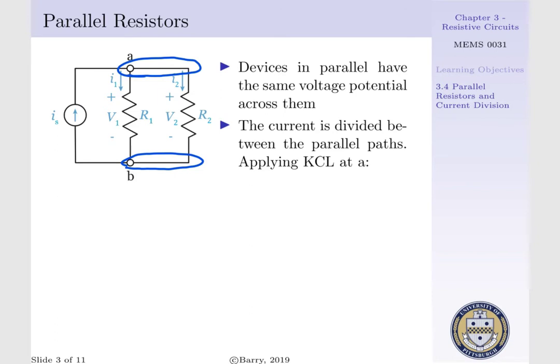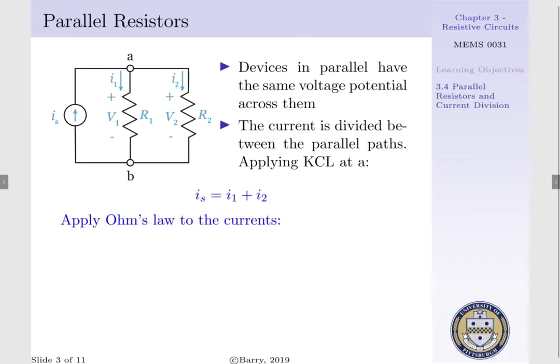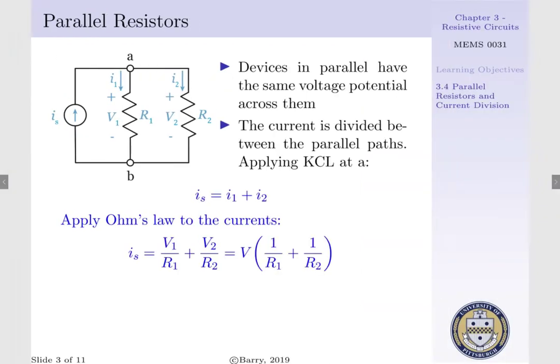To quantify this, we will apply KCL at node A. Applying KCL at node A, we have IS coming in from our source, and we have I1 and I2 exiting. Now, if we apply Ohm's law to this equation, recalling I is equal to V per R, we can say our source current is equal to V1 per R1 plus V2 per R2. Since V1 and V2 are equal, we set this as V. Thus, we can express our current, IS, as being equal to our voltage potential across our parallel resistors times the quantity 1 per R1 plus 1 per R2.